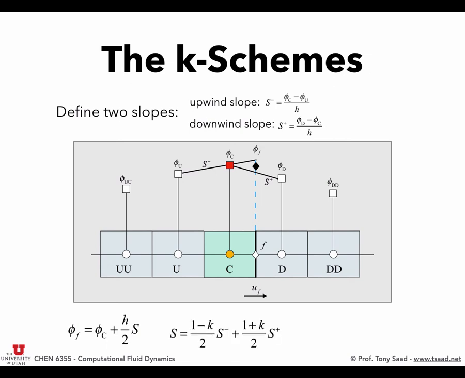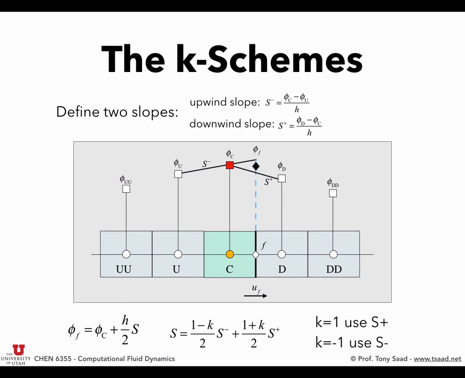It's some combination of S upwind and S downwind, such that if we choose k equal 1, we're going to be downwinded, and if k equal minus 1, we're going to be upwinded. So that makes sense, the minus sign. S minus is the upwind direction, and S plus is the downwind direction. So k equal plus 1 is going to give you the downwind direction. K equal minus 1 is going to give you the upwind direction.